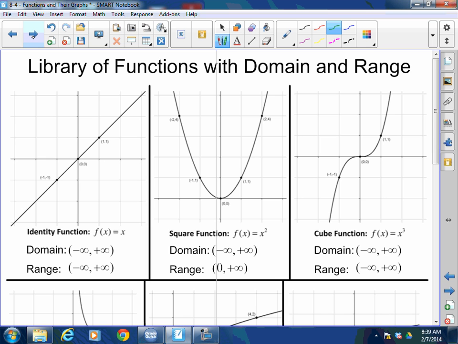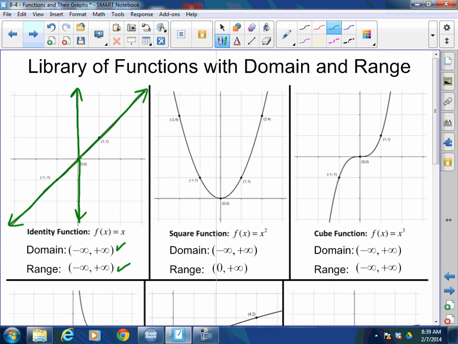My domain, look at what's happening here. Am I not going further and further to the right little by little? Am I not going further and further to the left little by little? So domain, all real numbers. Am I not going up forever? Am I not going down forever? So in this case, range, all real numbers.